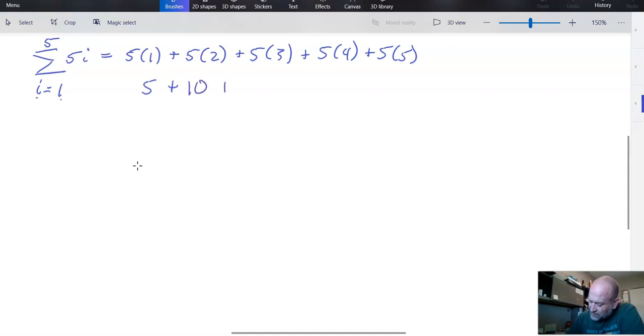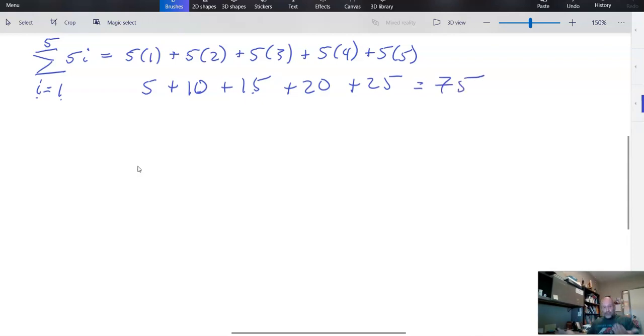5 plus 10 plus 15 plus 20 plus 25. Well, let's add them. So there's 15, 30, 50, 75. Right? So we've just added up that entire thing. And the reason we do this is because it's just a lot easier to use the sigma notation than to write out all the terms.